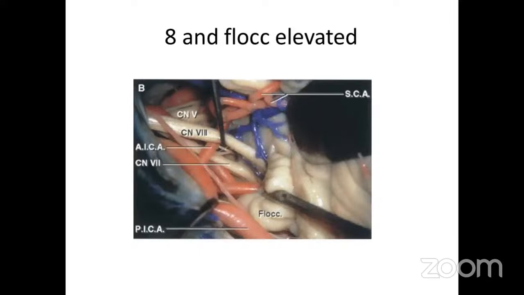So here the flocculus is retracted laterally, and we can trace the origin of these two nerves, that is the seventh and eighth nerves, from the brain stem. And this artery is the ICA.